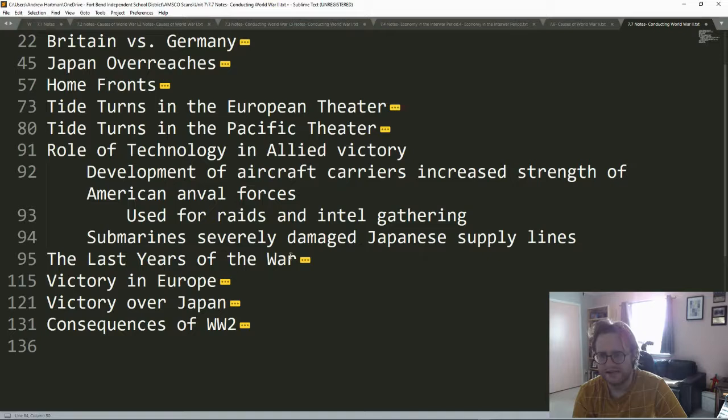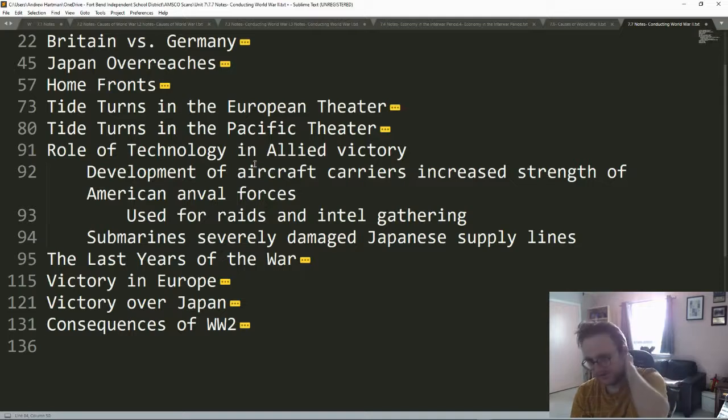Role of technology in Allied victory. Aircraft carriers in the Pacific are the reason they win. That is it. There's nothing else to say about it. Their aircraft carriers and the sheer amount of aircraft carriers, right? Japan has aircraft carriers themselves. But the sheer amount that the Americans are able to produce allows the Navy to really extend its zone of power, because these aircraft carriers are essentially floating islands in terms of their ability to house planes, right? So that's a huge deal.